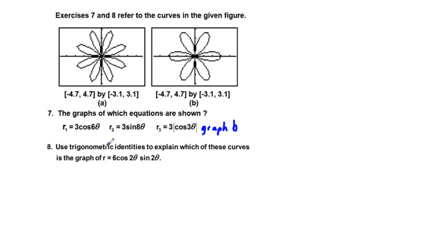And then 8, use trigonometric identities to explain which of these curves is the graph of r equals 6 cosine 2 theta sine 2 theta. I happen to know which one it is, but I leave that to the viewer to go ahead and work that out on your graphing calculator to see if it is either graph A or graph B. Let's go on to the next set here.